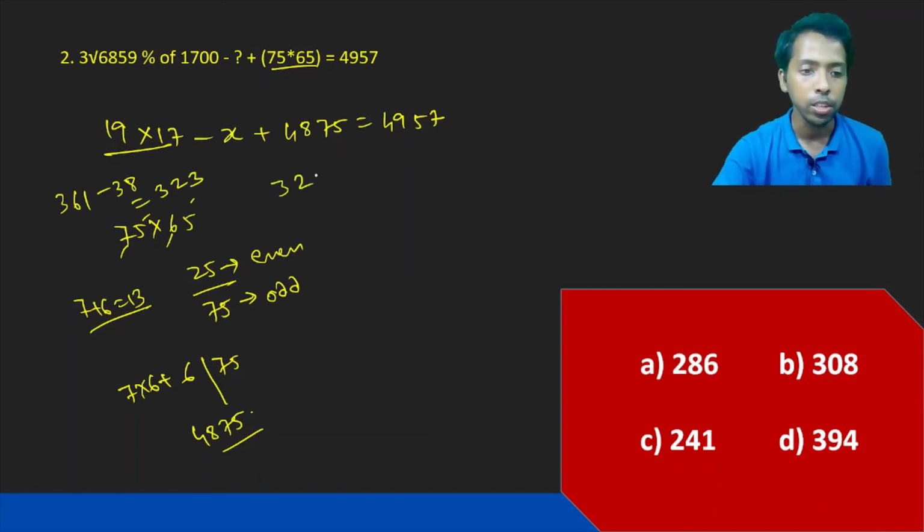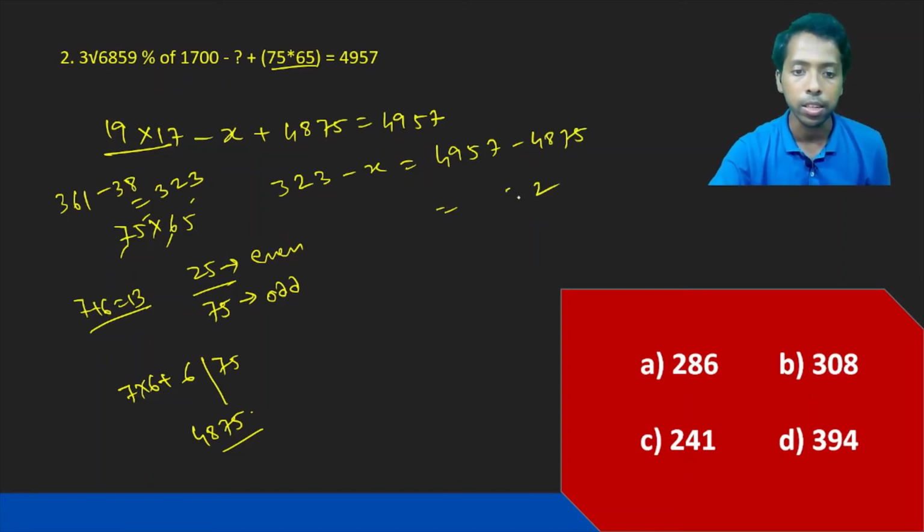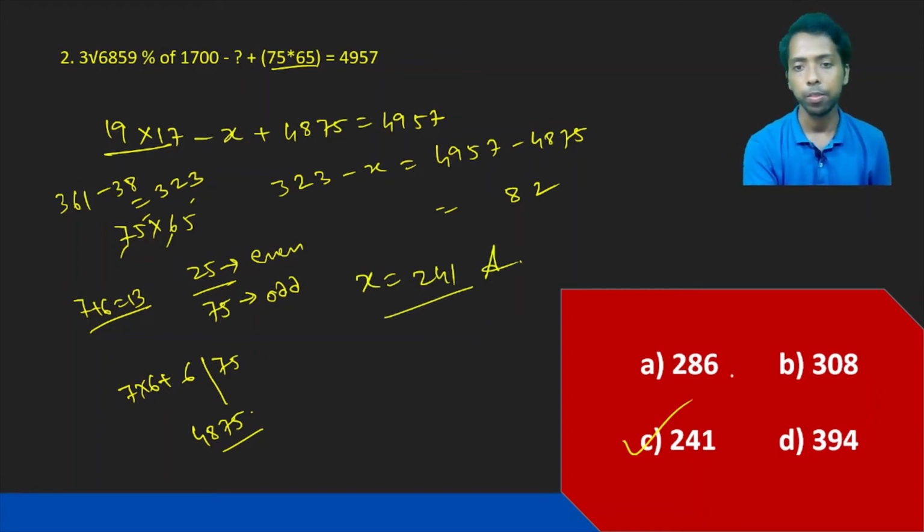So 323 minus x equals, this is 4957 minus 4875. So this is 82 and this is 8. So x equals 241, right? Option C is the correct choice. Understood? Moving to the next one here.